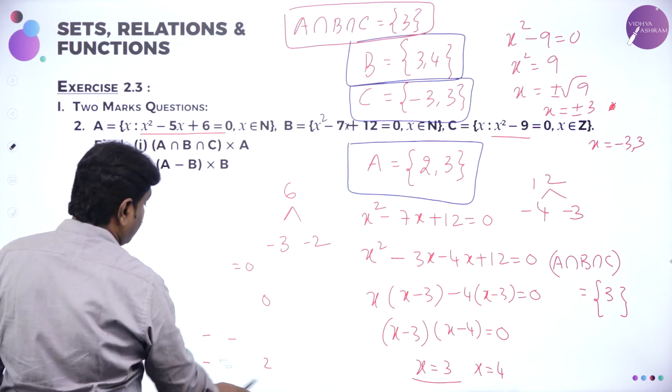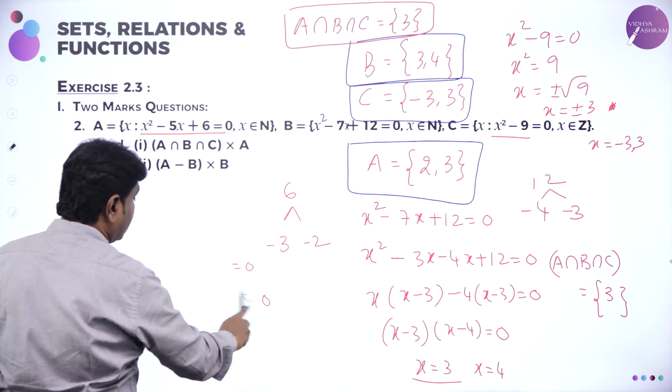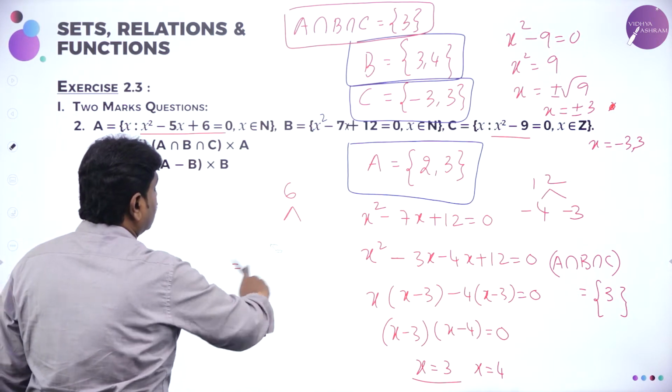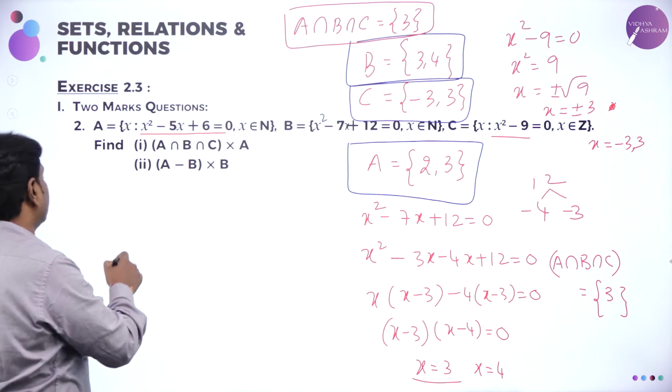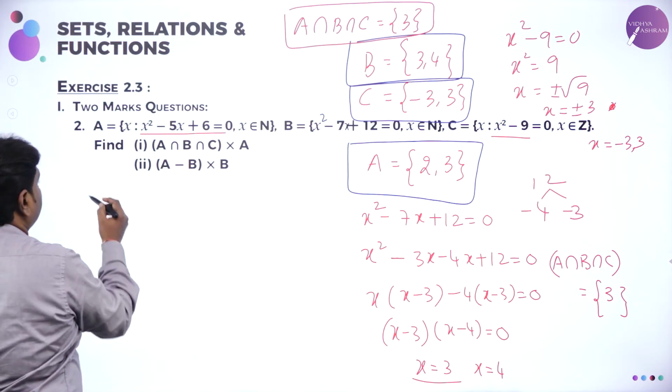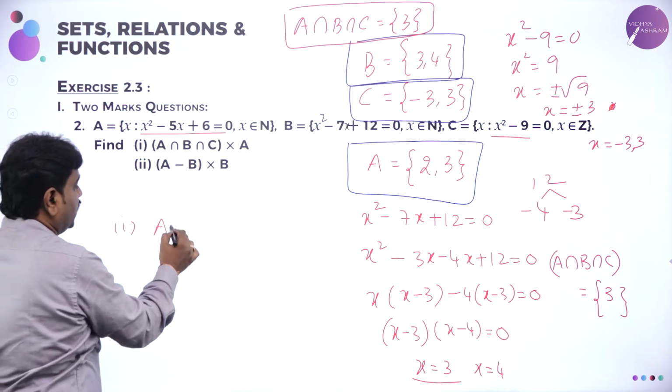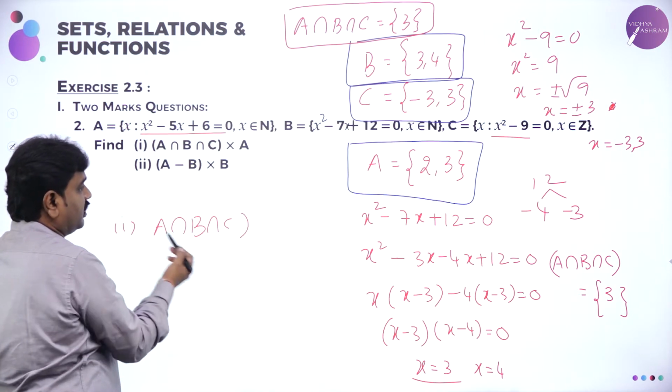So here this problem will help you to understand and recollect set builder form, and also it will help you to do operations like intersection. Then we have Cartesian product. So now let me go to the first one. First one is what? A intersection B intersection C cross A.